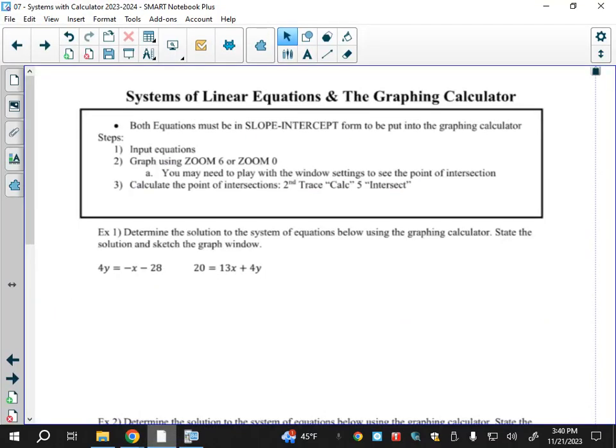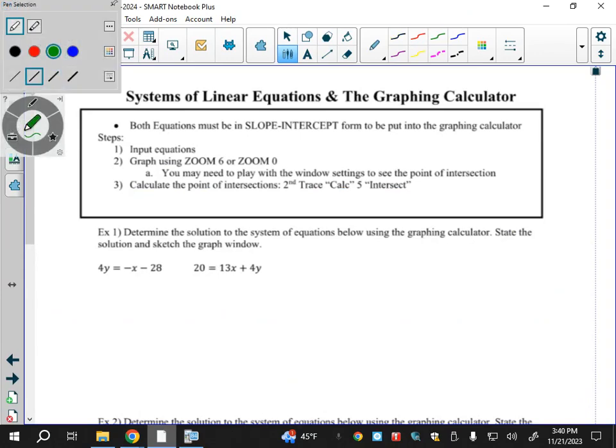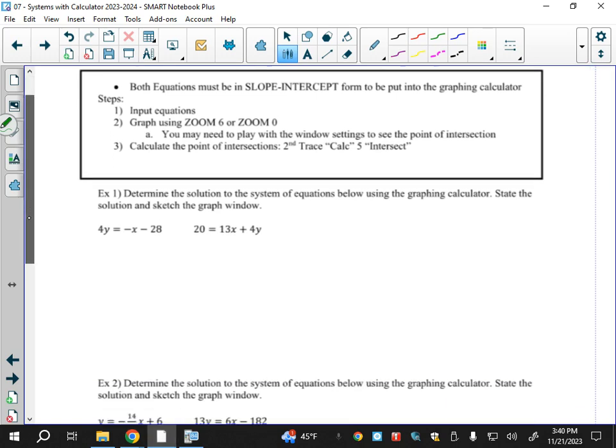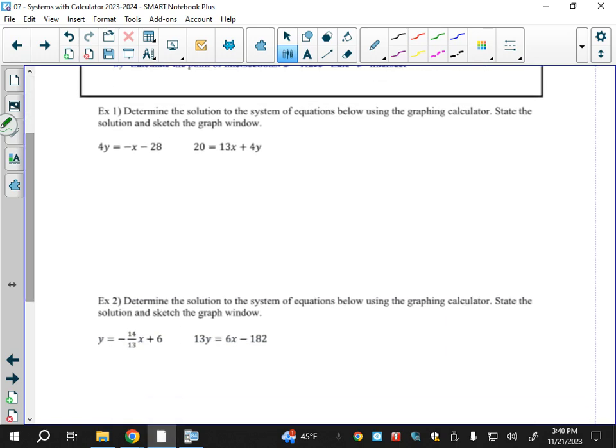So here we're going to work on solving systems of equations using the graphing calculator. To use the graphing calculator, graphing equations, all equations need to be in slope-intercept form. So y equals mx plus b. So to take 4y minus x minus 28 and put into slope-intercept form, we're going to divide everything by 4.